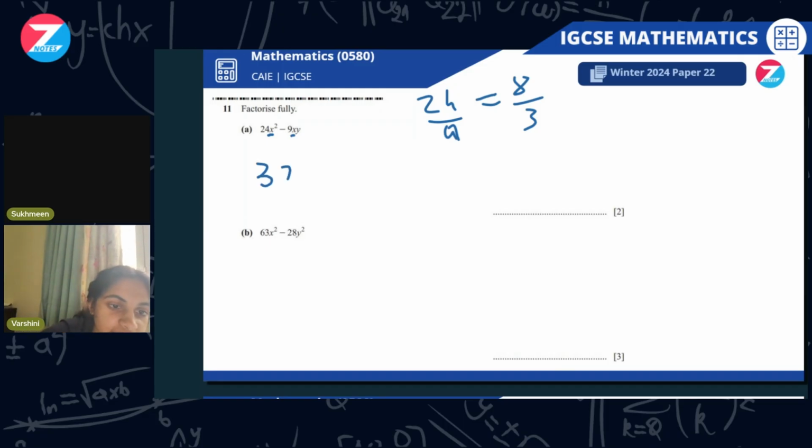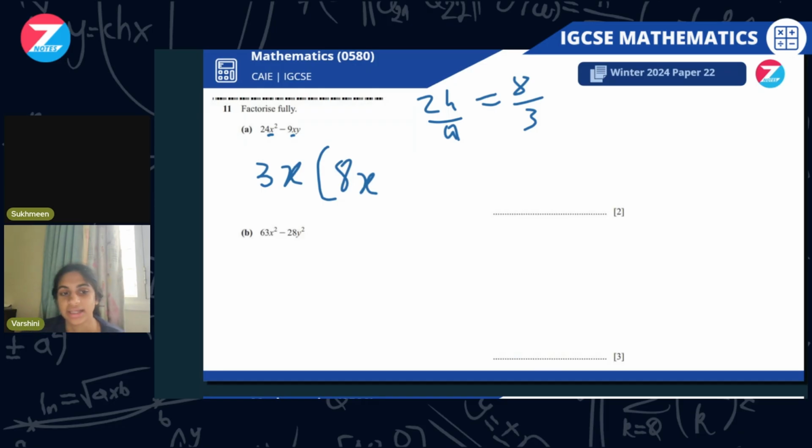So if we take 3 and x out over here, now to put them inside the bracket, we're going to divide both terms by 3x. So 24 divided by 3 is 8, and x squared divided by x is just x. So it's going to be 8x. And now this term divided by 3x. And don't forget the minus sign always. So minus 9 divided by 3 is minus 3, and xy divided by x will just be y.